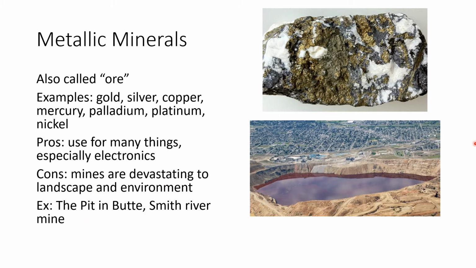The examples are the pit in Butte. Here is the pit. It's a giant open pit mine where the groundwater flowed in, and it's all acidic and horrible, and any goose that lands in here dies. And then also the Smith River mine is a proposed mine over kind of near White Sulphur Springs area where they want to build a new copper mine. And so there is risk to that ecosystem there associated with the mine.